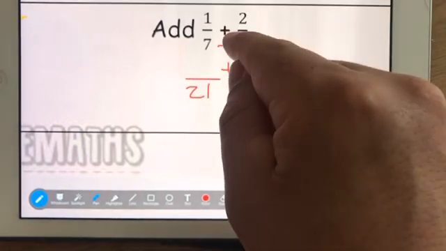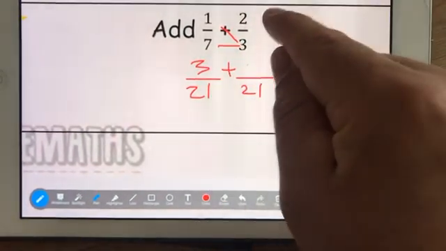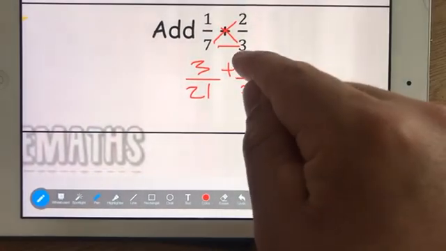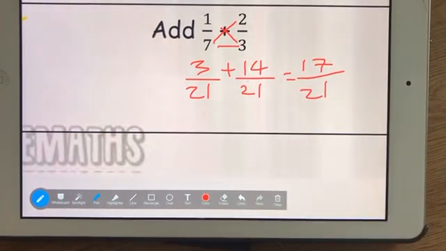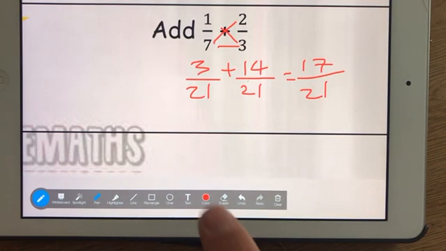3 times 1, which is 3. And 7 times 2, which is 14. 3 plus 14 is 17, all over 21. Really easy stuff. Make sure you keep the bottom number the same. Don't add the bottom numbers together.